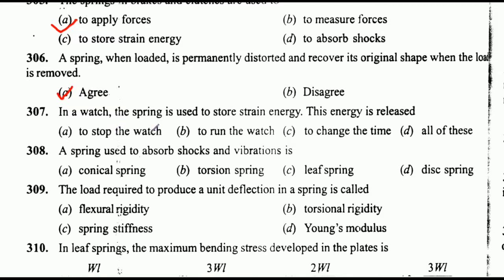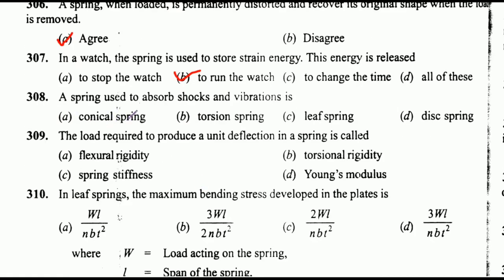In a watch, the spring is used to store strain energy. This energy is released to, options are to stop the watch, to run the watch, to change the time, all of these. So here the correct answer is option B, that is to run the watch. Okay. Next is, a spring used to absorb shocks and vibrations is, options are conical spring, torsion spring, leaf spring, disc spring. Here the correct answer is option C, that is leaf spring.